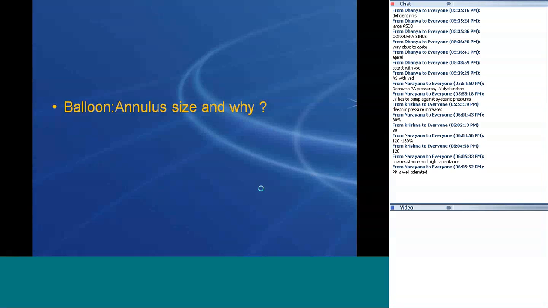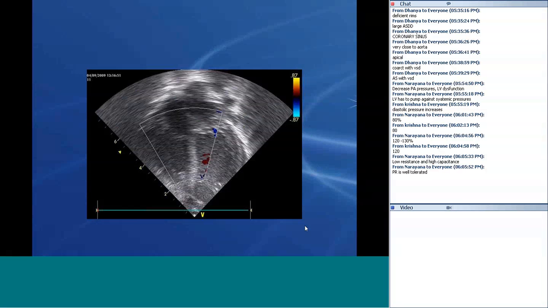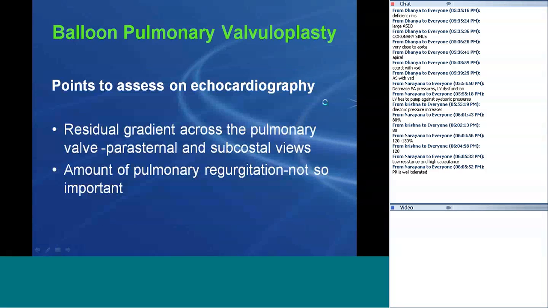Exactly. PR is well tolerated. That is a better way to put it. You probably wanted to tell about the ventricular geometry. PR is well tolerated, it is a low pressure jet, and AR is less well tolerated and it is slightly higher pressure. So PR is a better lesion than aortic regurgitation. Good. Okay.